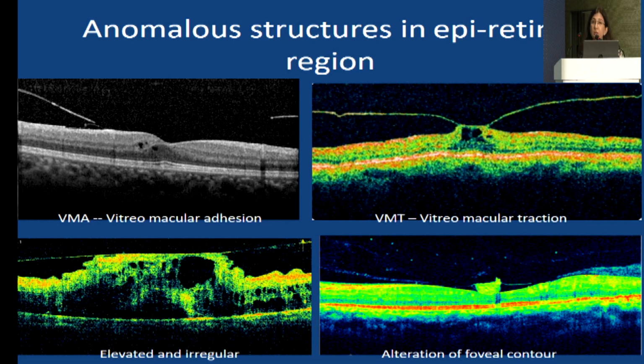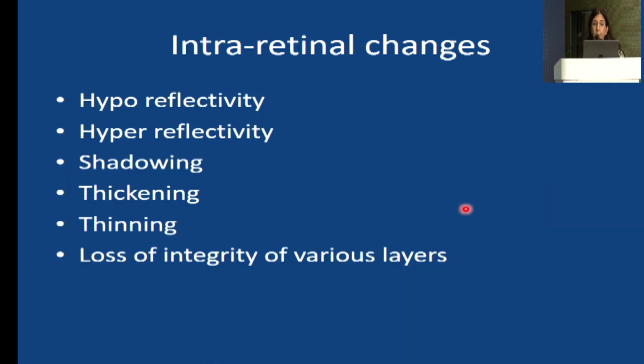And if this membrane leads to traction, then it becomes VMT, vitreomacular traction. In the third picture, you're seeing the whole of the retina being lifted up because of the traction. And in the last, actually, this patient had an NVE very close to the fovea. So on the scan, it appeared like this, an alteration of the foveal contour.